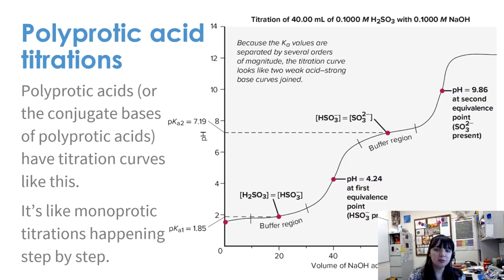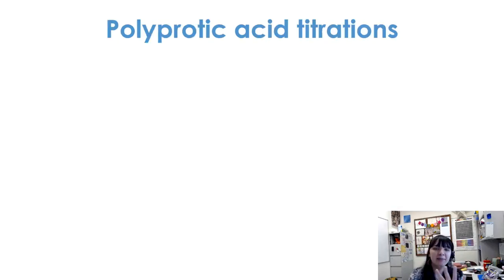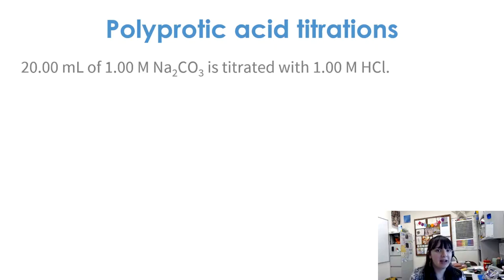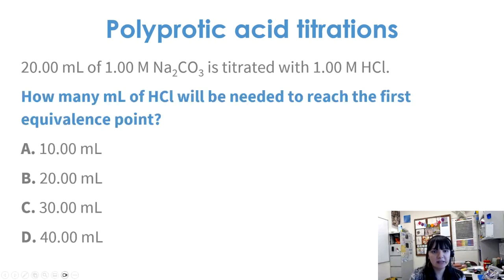Now again, we'll get into more of the harder calculations involving titrations, but here I just want to go over a few examples, finding specific points in a titration curve. So say here I have a titration where I have 20 milliliters of 1 molar sodium carbonate, or Na2CO3. This is being titrated with 1 molar hydrochloric acid. I have a few questions, but the first one is how many milliliters of hydrochloric acid will be needed to reach the first equivalence point in this titration?